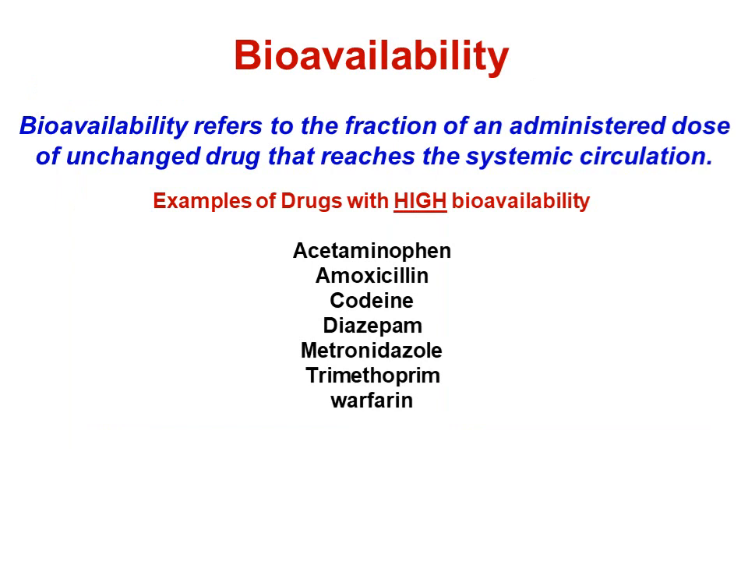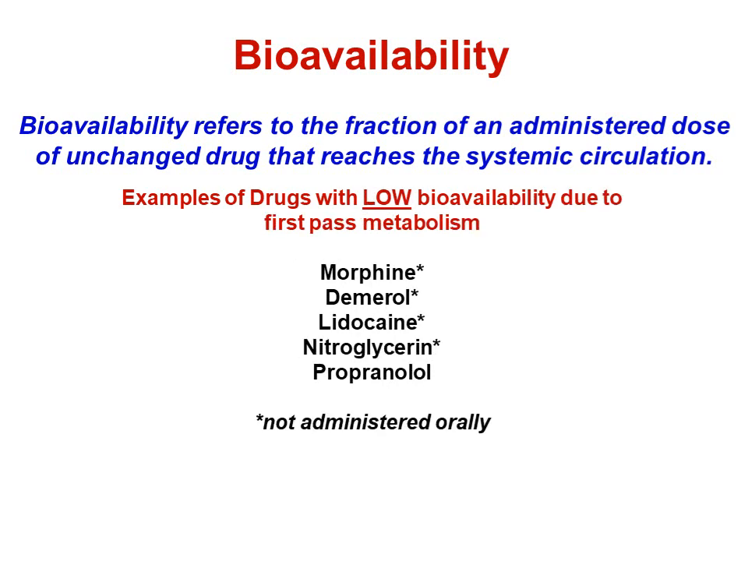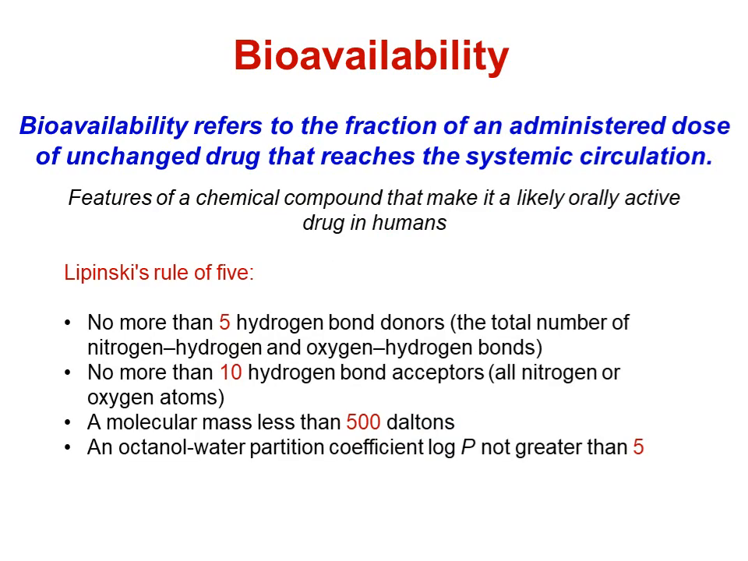Then bioavailability is high for some of the drugs like acetaminophen, amoxicillin, diazepam, because they reach the systemic circulation in unchanged form. Whereas bioavailability of some of the drugs is said to be low because they undergo first pass metabolism, like morphine, lidocaine, propranolol, etc. So bioavailability refers to the fraction of administered dose of the unchanged drug that reaches the systemic circulation.